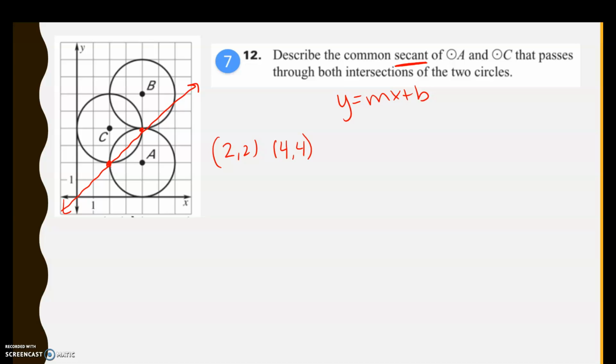Or if you guys noticed, it cuts through right here at my origin. And it goes up 1 over 1, up 1 over 1, up 1 over 1. So really that's telling you that you have a slope of 1 and you have a y-intercept of 0. So you can just write this into the equation of your line, y equals mx plus b. So in other words, your equation is y equals x. That's it.